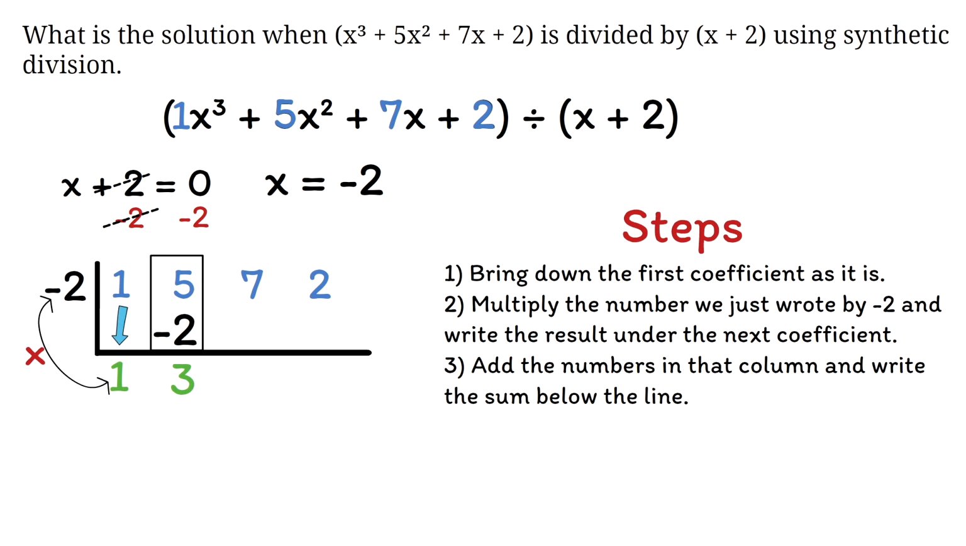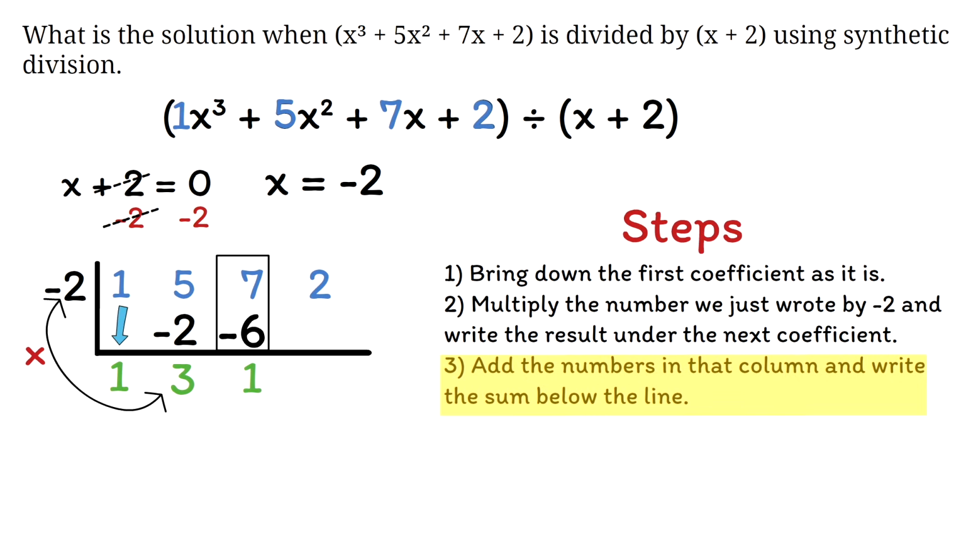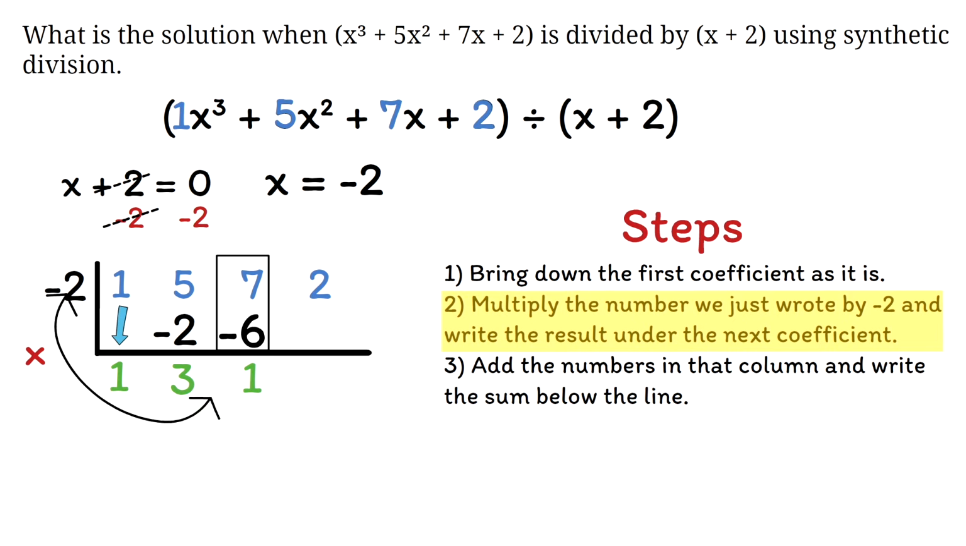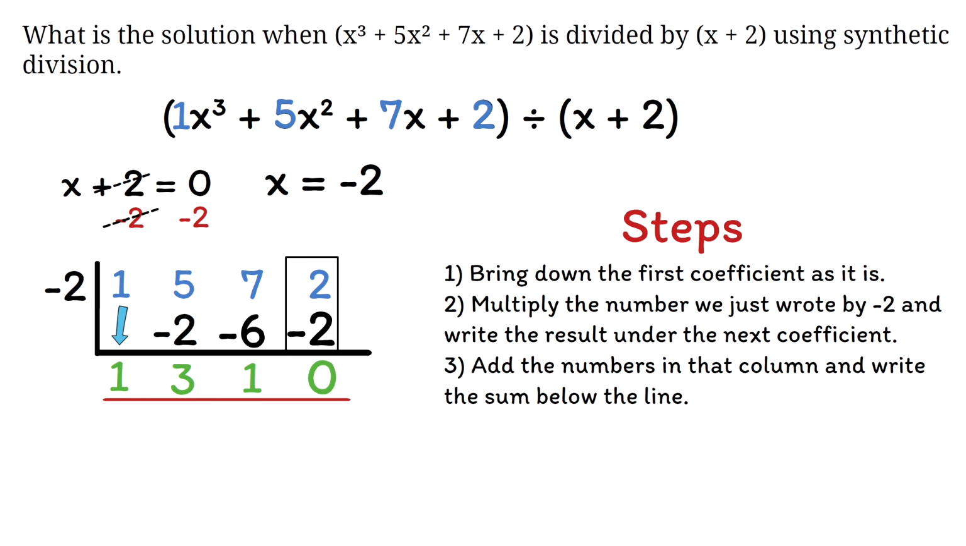Now we repeat steps 2 and 3 until all coefficients have been processed. So, multiplying 3 by minus 2 gives us minus 6. Notice we wrote the minus 6 under the next coefficient 7. 7 plus minus 6 is 1. We go through steps 2 and 3 again. 1 times minus 2 is minus 2. Then 2 plus minus 2 is 0. Now, since there are no more coefficients to add to, this is the end of the synthetic division.